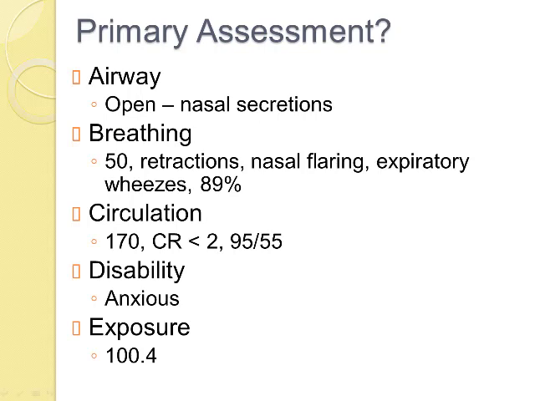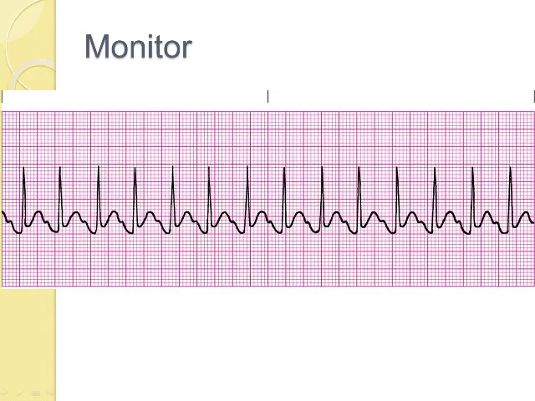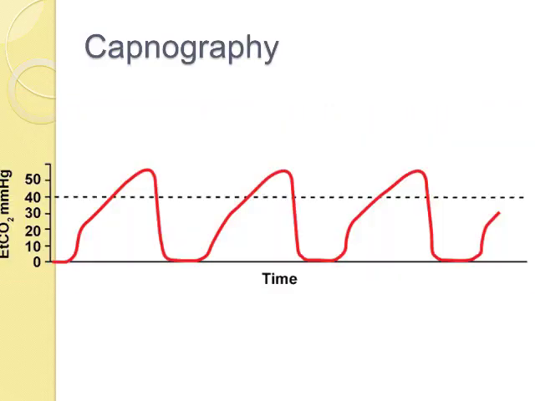So we have some nasal secretions. Respirations at 50 with retractions, flaring, wheezes, SpO2 89%. Circulation is at 170, cap refill less than 2, 95 over 55. Anxious, exposure is warm to touch, 100.4 on your thermometer. So let's go with that for now. The wheezes and the temperature don't quite go hand in hand. So there's your monitor there, sinus tach.